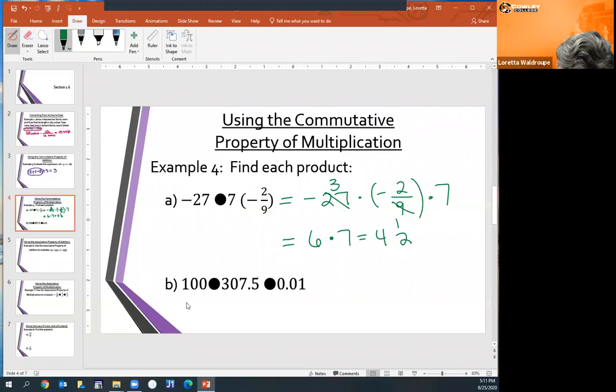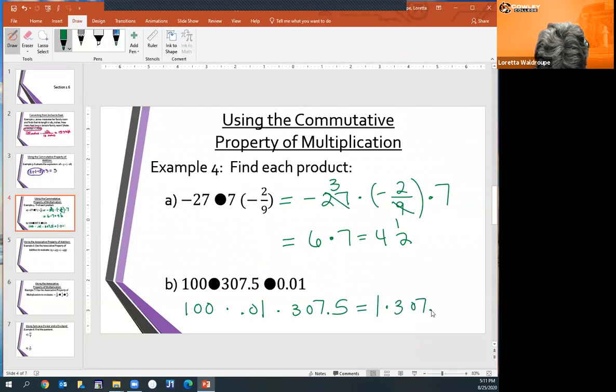Okay, so here I could say 100 times 0.01, which is 1/100ths. And those actually wind up canceling to 1. So I have 1 times 307.5, which gives me the 307.5 as my answer.